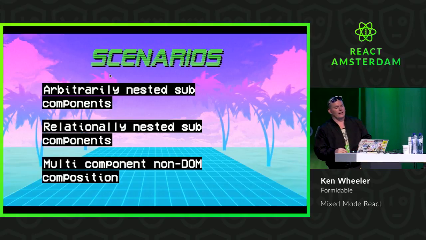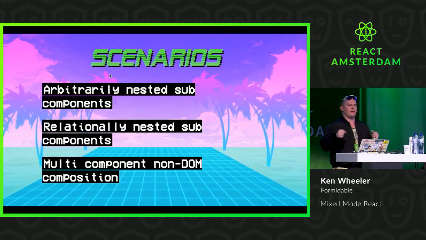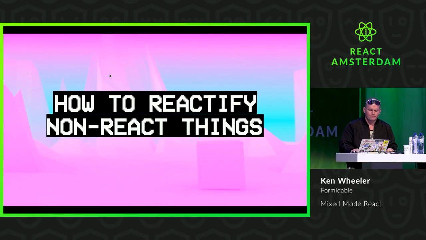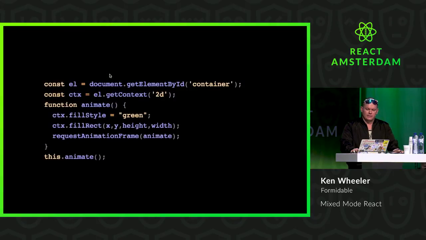And multi-component non-DOM composition, right? So if you want to take an API that's imperative, make it declarative, and you want to have a bunch of different components come together to compose something that you would normally write in a line, this is how you would do it, right? So let's talk about how to Reactify non-React things.